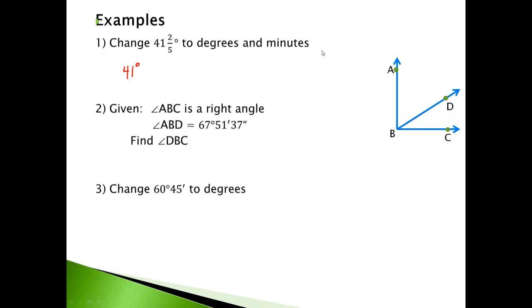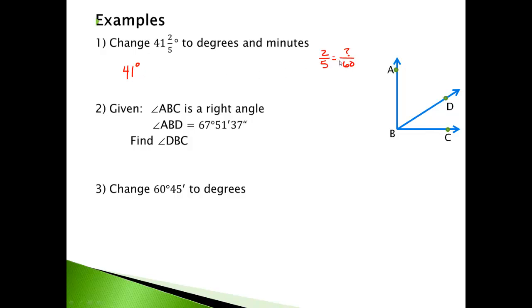Okay, that 2/5, we want that to be minutes. So how do we do that? Well, we can write a ratio. 2 over 5 is the same as some number over 60 minutes, and we need to figure out what this part is here. And that's going to give us this.